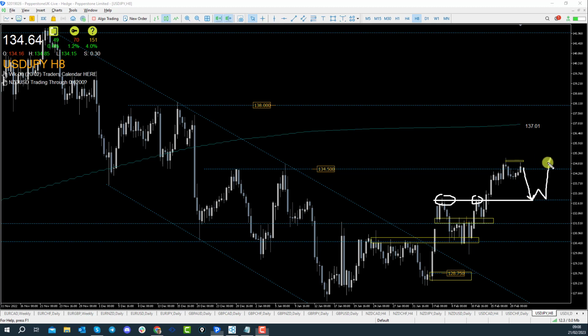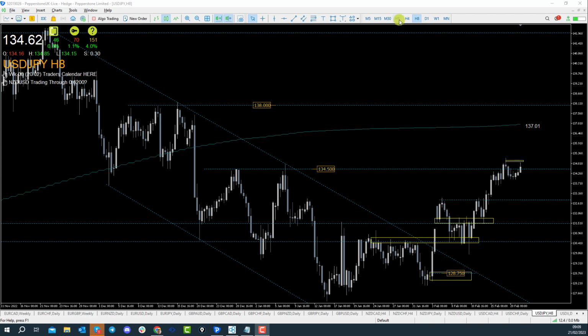Do we then see some buyers stepping back in with some bullish patterns, or is price going to trade through the current highs here above the 134.50? Is that going to pull back and then continue to the upside? I think as trend traders, those are the two options you have right now on dollar yen.